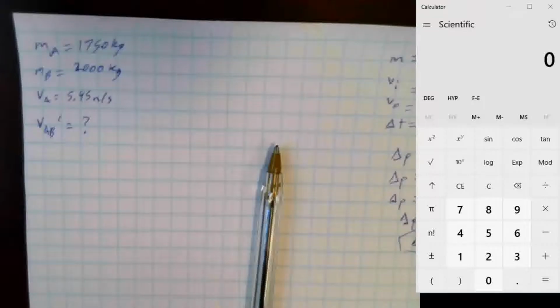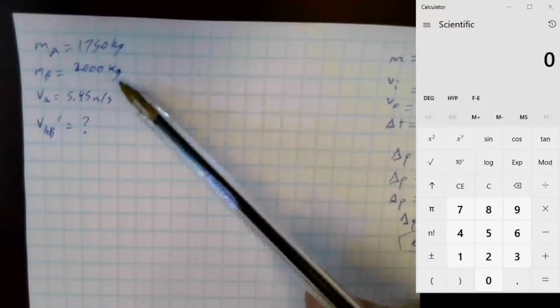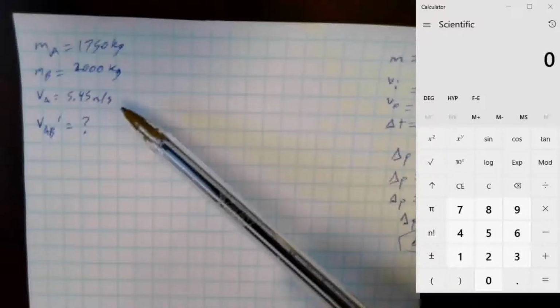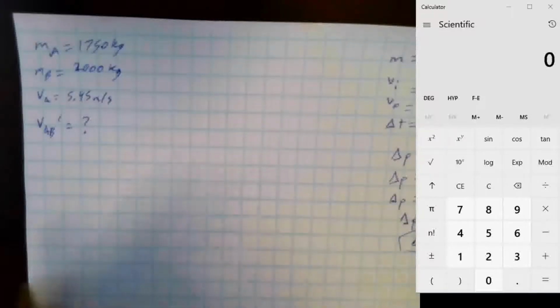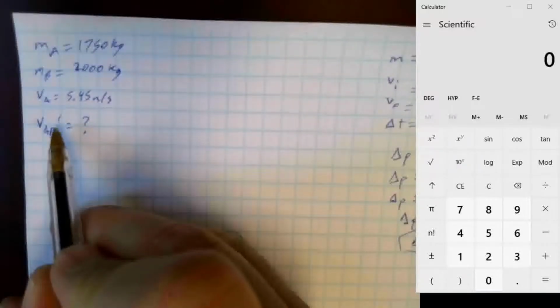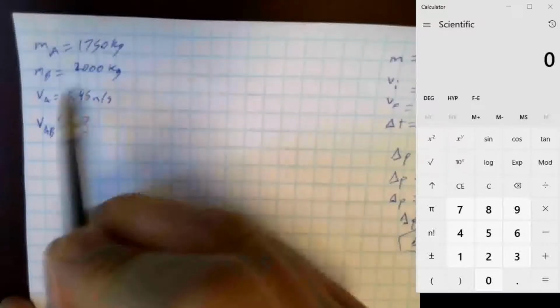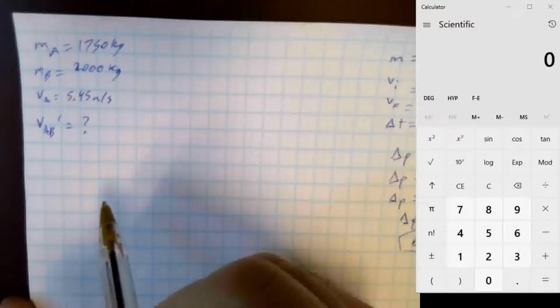So for this problem, our givens are the mass of A, the mass of B, the velocity of A, and we need to find the velocity of AB prime. Now the velocity of B is 0. I'm not going to bother writing that, but we'll get into that shortly and show you how that works.